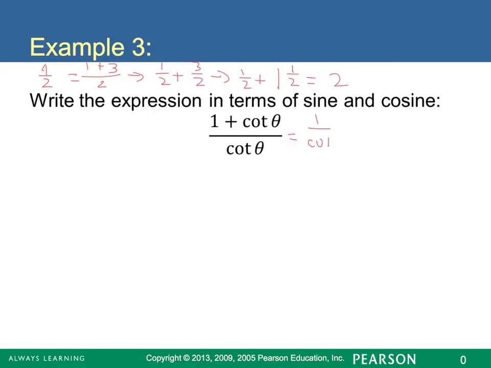Make this 1 over cotangent. And why is that so nice? Well, let's think about what we have here. Cotangent over cotangent is called 1. And 1 over cotangent, I'm pretty sure that's called tangent. So now I can take plain tangent and write that as sine theta over cosine theta plus 1.